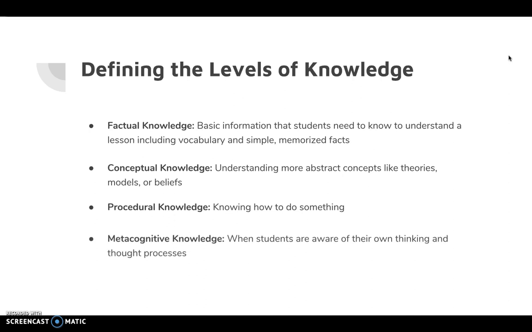The final level of knowledge is metacognitive knowledge, when students are aware of their own thinking and thought processes. Examples of metacognitive knowledge include strategic knowledge, such as different ways of studying vocabulary terms, and self-knowledge, such as knowing which of those different ways of studying will work best for you.